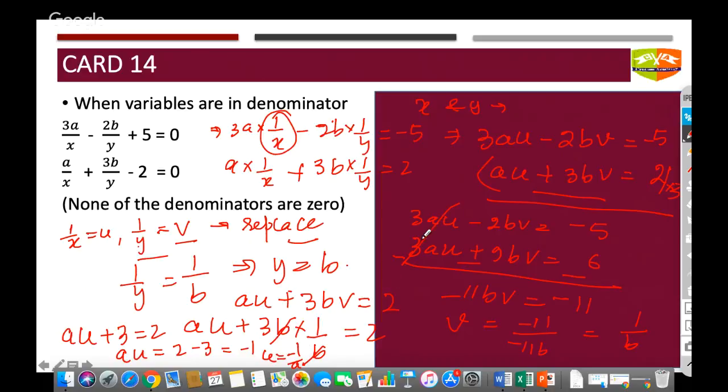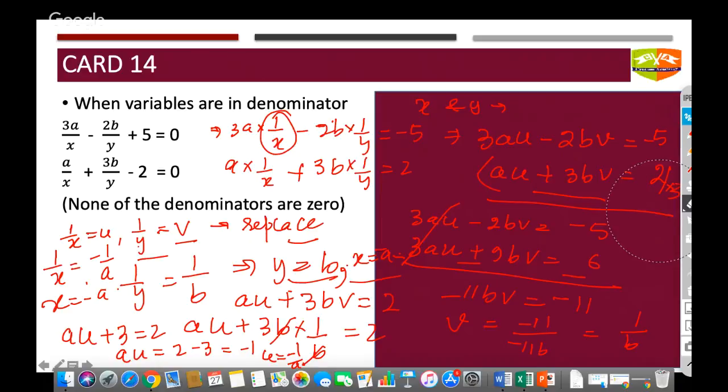divided by a. So if I put over here 1 by x is equal to minus 1 by a, so x comes out to be equal to minus a. So y came to be equal to b and x is equal to minus a. This is the solution of the equation over here. So I hope you understood this question.